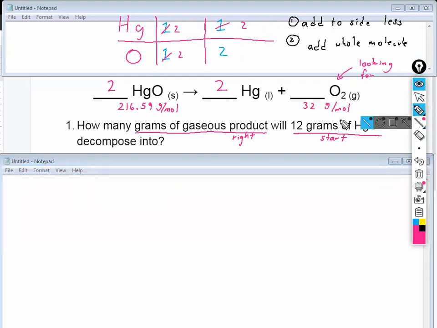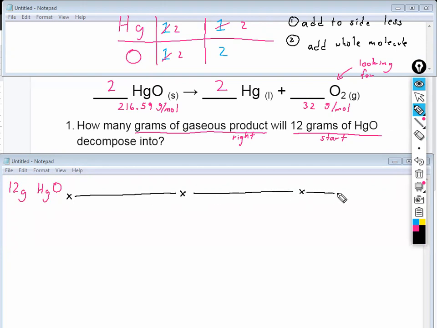Alrighty, so let's do the stoichiometry now. Our starting number is the number that we're given, 12 grams. We're going to write down 12 grams of HgO. And then we're going to do our stoichiometry. So we're going to set up 3 fractions. Since we're looking for the gaseous product, we're going to put that at the very end. We're looking for O2, so we put O2 at the very end. So we're starting with this chemical, and then we're trying to end with this chemical right here.